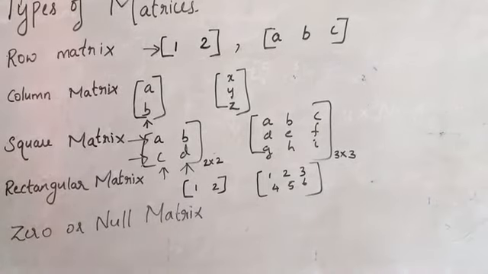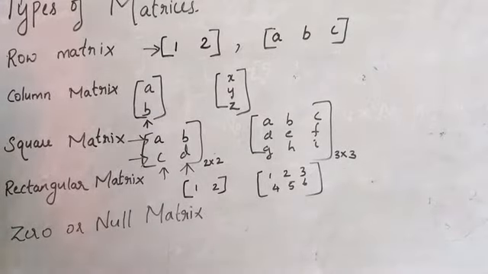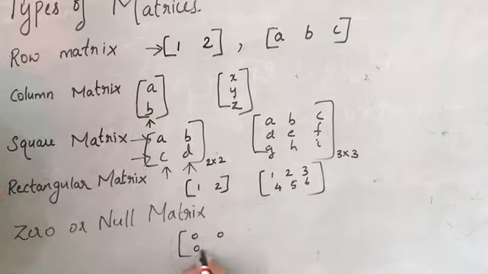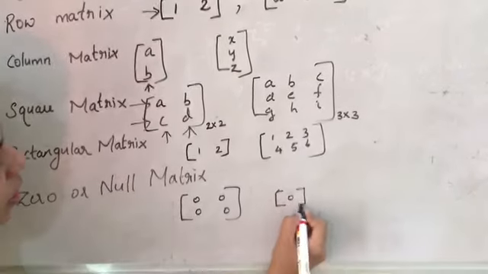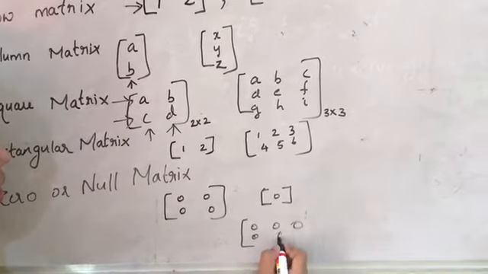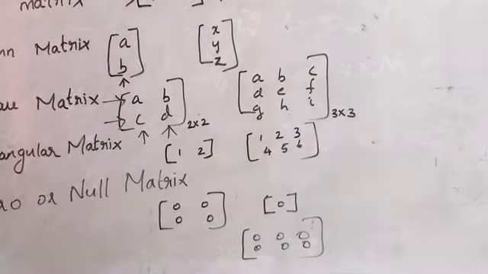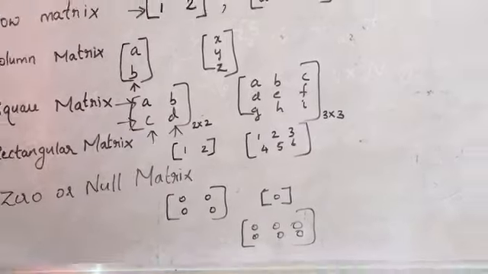Okay. Next, coming to the zero matrix or a null matrix. A matrix which contains only 0 in it is called as a zero matrix or null matrix. This is a zero matrix. So any matrix which has only 0 in it is called as a zero matrix or null matrix. Please have a look into it.